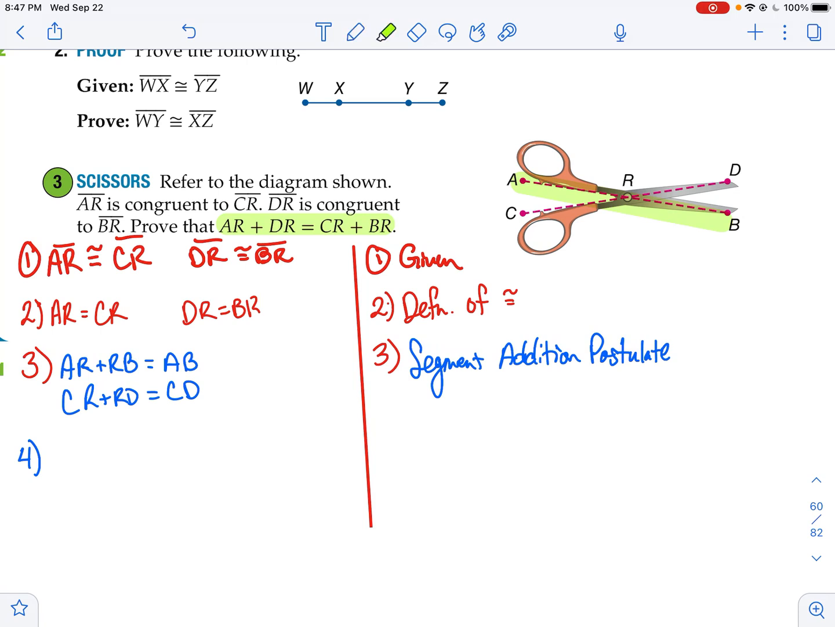Okay, well, I can always plug in. Let's just try everything at once. Why is that not? Oh, that's why. Let's see what we do. What do we get if I put in CR here for AR and DR here for BR or RB? Well, let's see. I would get CR plus DR equals AB. And I would get CR plus DR equals CD.